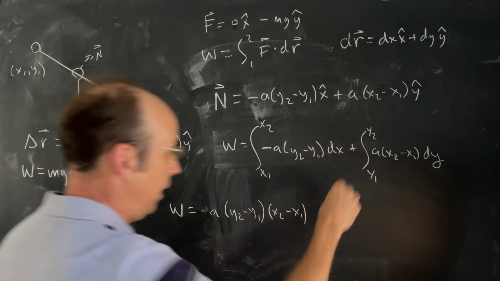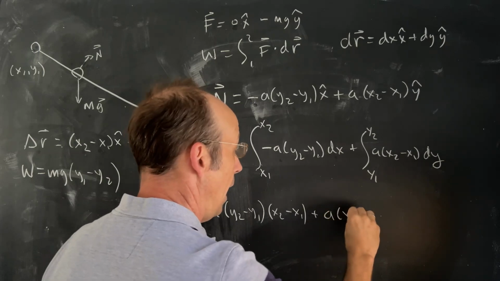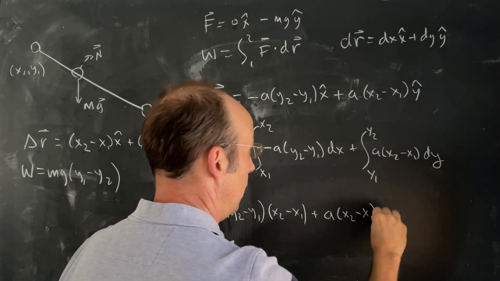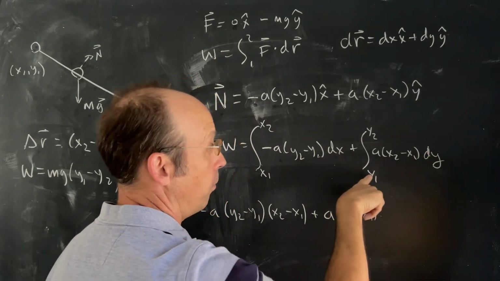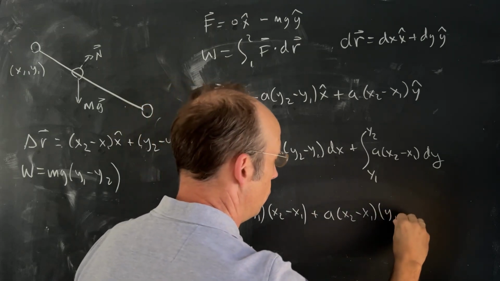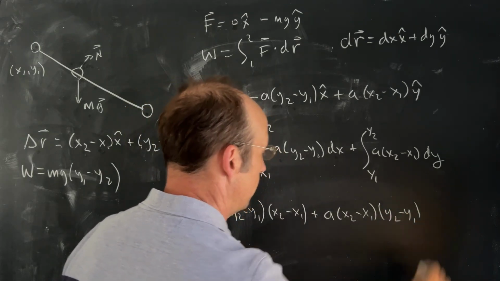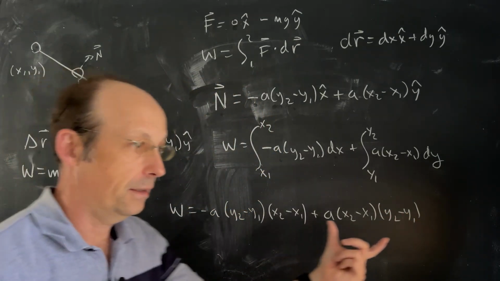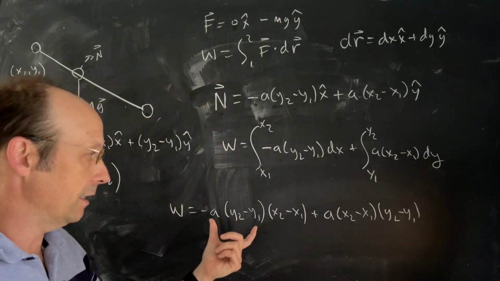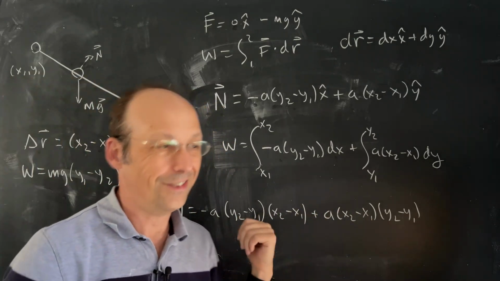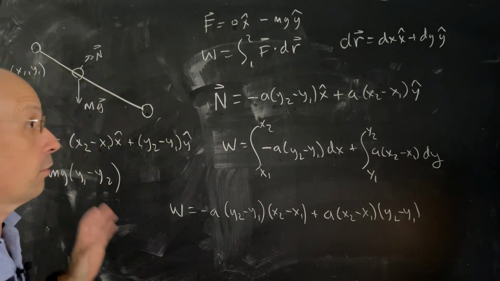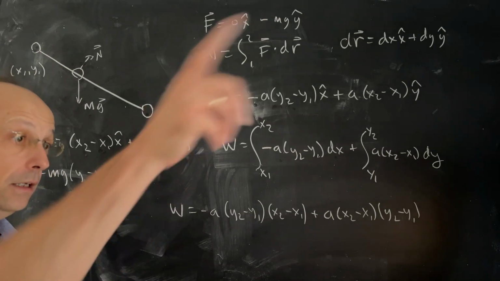And over here, I get plus a times x2 minus x1, and then I integrate this, I get y from y1 to y2, so I get y2 minus y1. This, same as that. This plus that's 0. Well, that's got a negative. So the work done by this normal force is indeed 0.